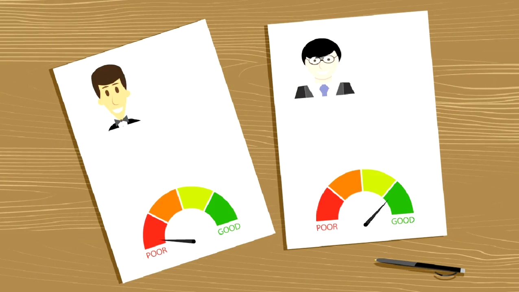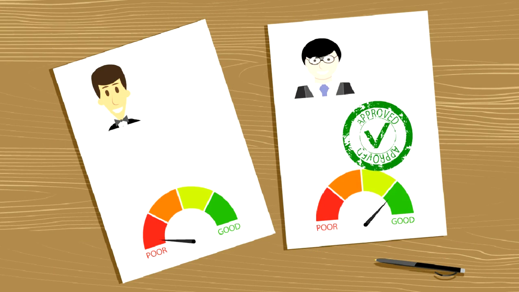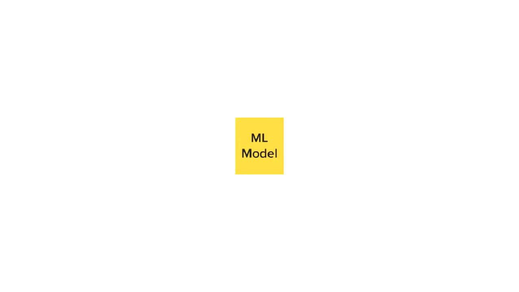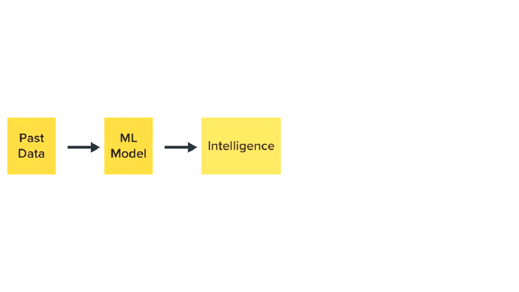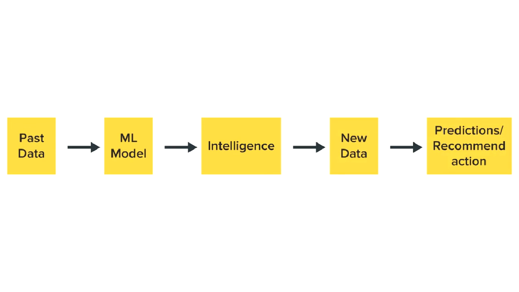Now, if the customer's information matches with the pattern of the customers who were good, that is, repaid the loan on time, his loan will be approved, else the loan will not be approved. So, a machine learning model derives patterns and insights from past data and applies that intelligence on a new piece of data to make predictions or decisions about it.